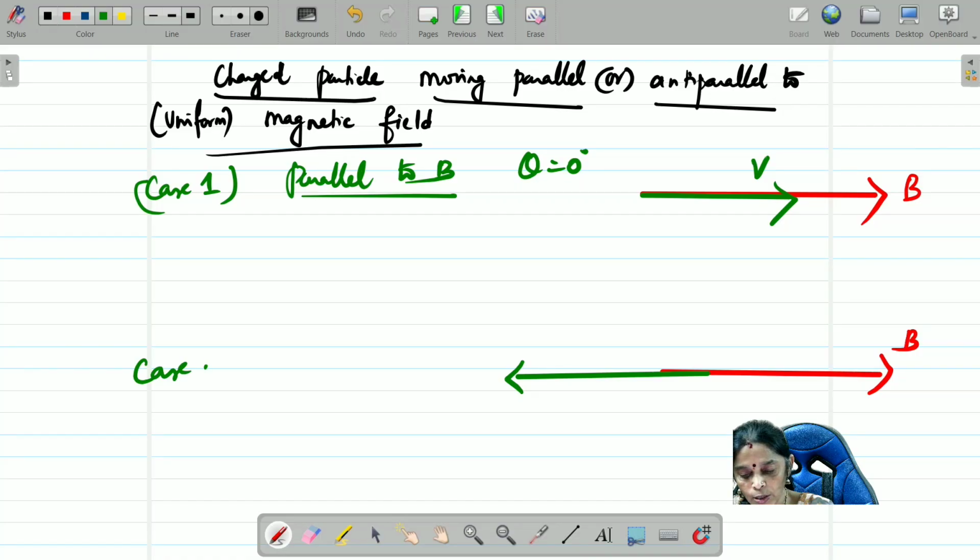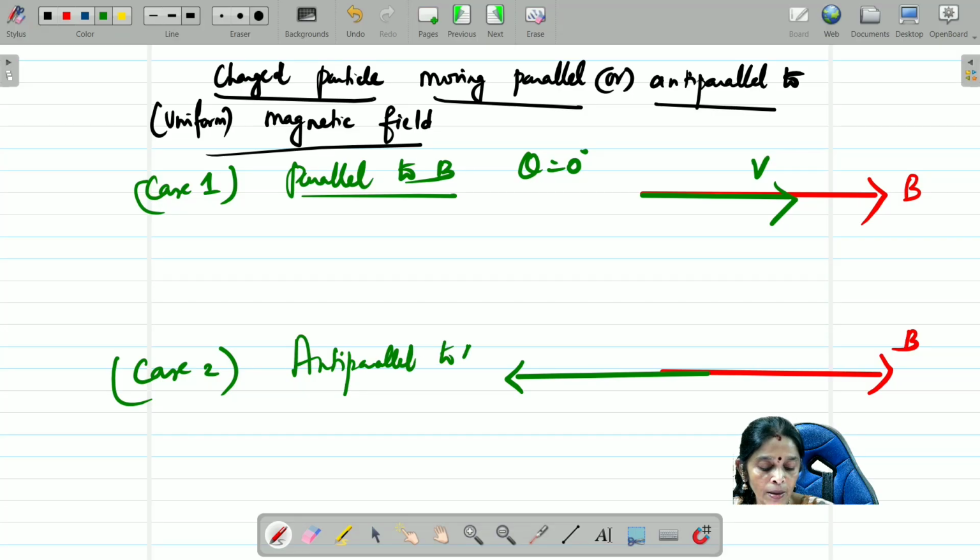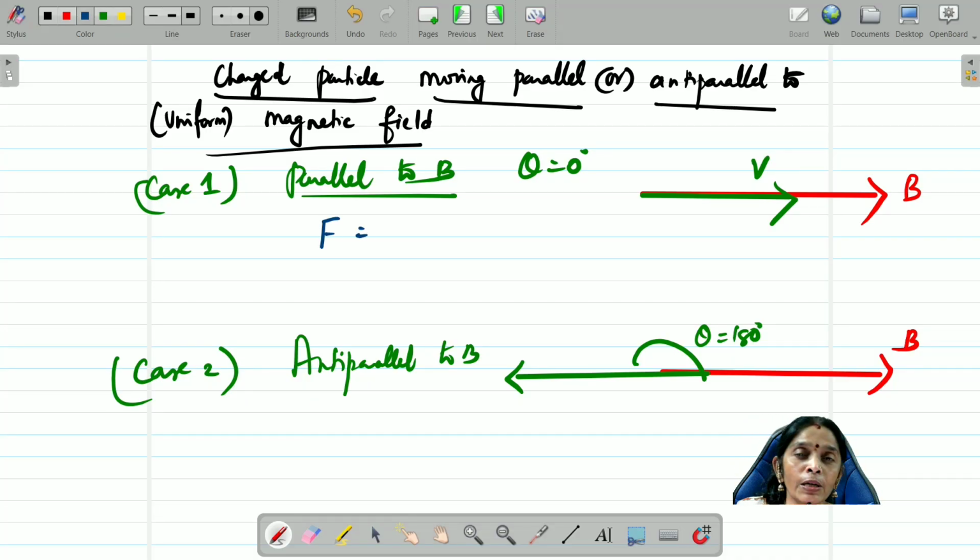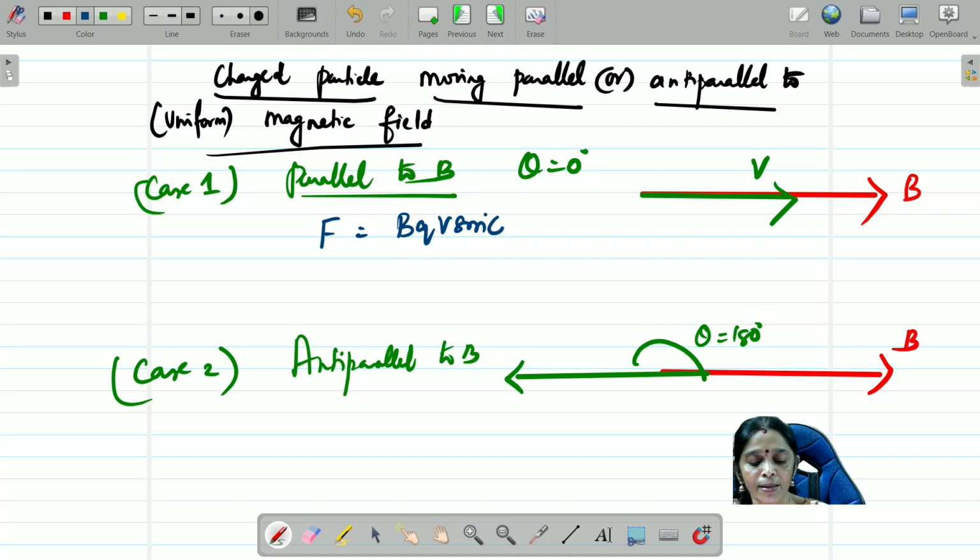Whereas case 2 is anti-parallel to B. Here, since it is anti-parallel, theta is equal to 180 degrees. So when theta is equal to 0 degrees, what is the formula of the magnetic Lorentz force? Just now we saw F = BQV sin theta. What is theta here, children? 0. So sin 0 is 0, right? Therefore F is equal to 0, no force.